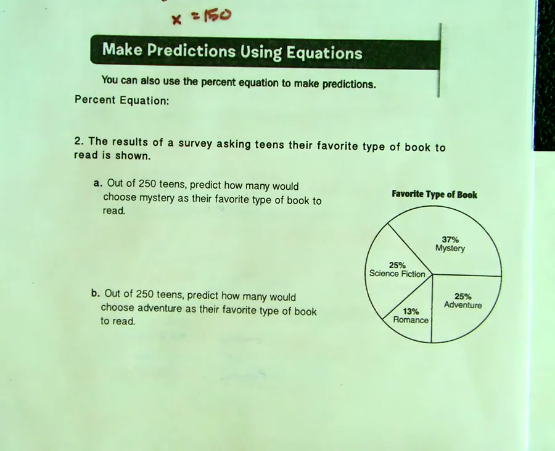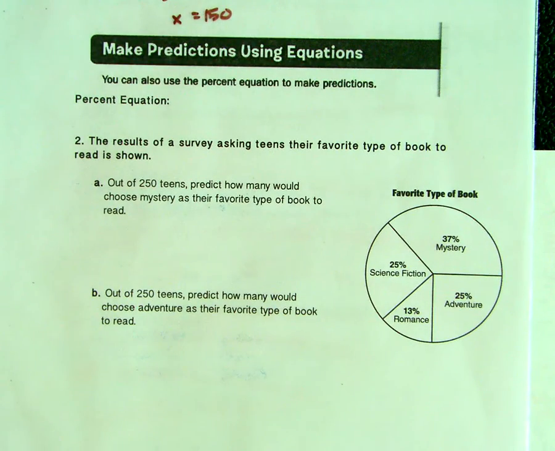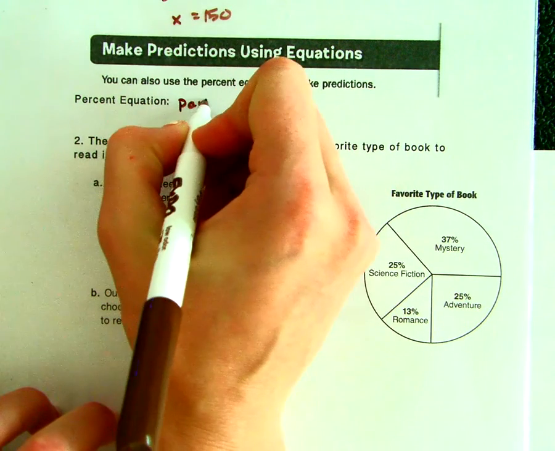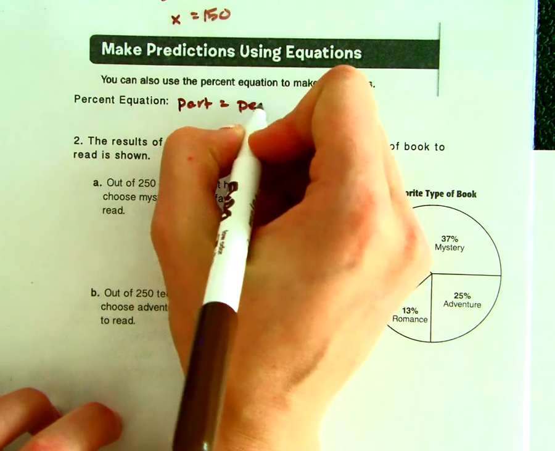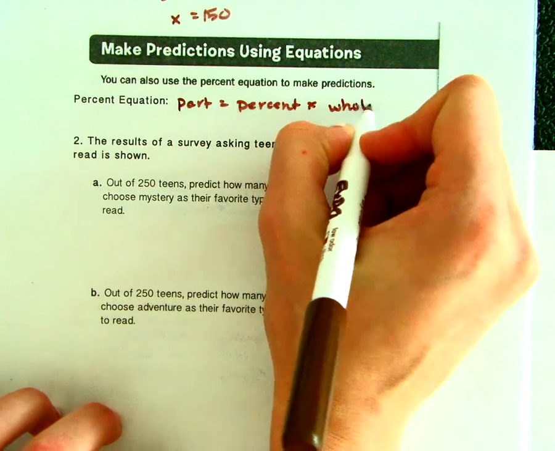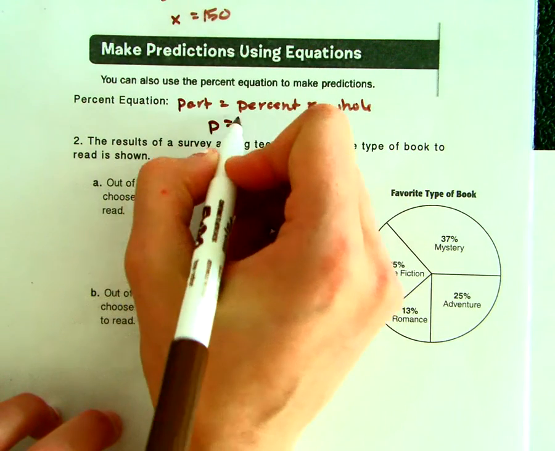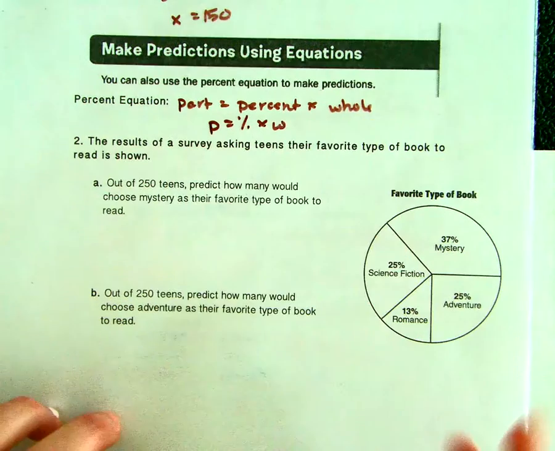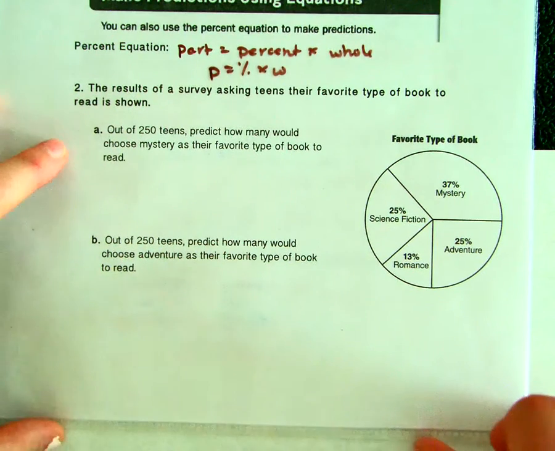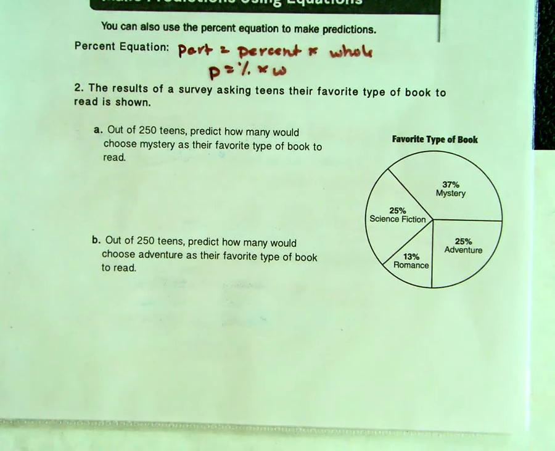Okay, we're also going to make predictions using equations. So you can also use the percent equation to make predictions. So again, we're going to review the percent equation. The percent equation is part equals percent times whole. Okay? Or parts equals percent times whole. So the results of a survey asking teens their favorite type of book to read is shown. Okay, so the circle graph here. So out of 250 teens, predict how many would choose mystery as their favorite type of book to read.